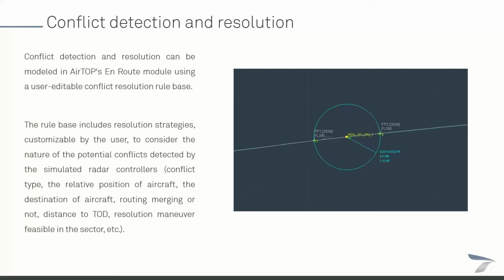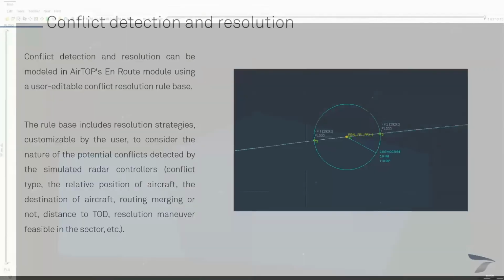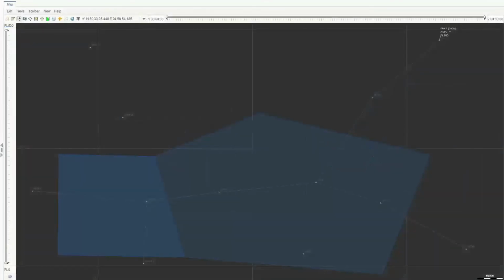Once the conflict has been detected, AirTOP can also try to solve it by following a rule-based set of strategies. I'm going to show you what I mean. In this animation, we have two aircraft following their respective routings and having a common portion of routing.